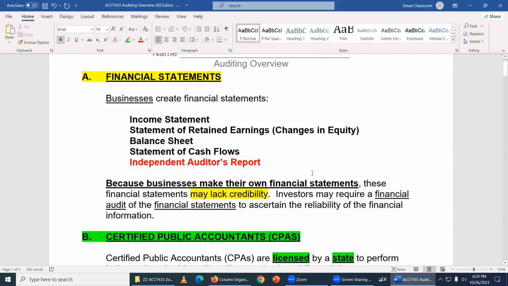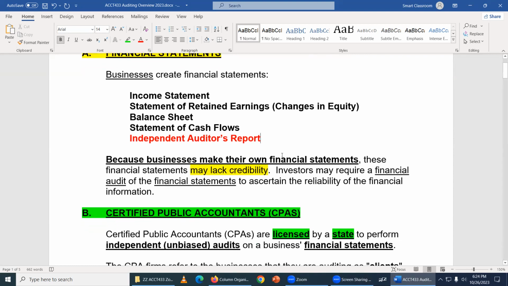The company still makes the financial statements. The auditors do not make the financial statements, but they'll give this independent auditor's report that basically says whether these financial statements can be relied upon or not. So this independent audit report goes along with the financial statements. Now, if the auditors do find something bad, they will tell the client, for instance, this IBM, hey, look, you have to change this or else you're going to get a bad report.